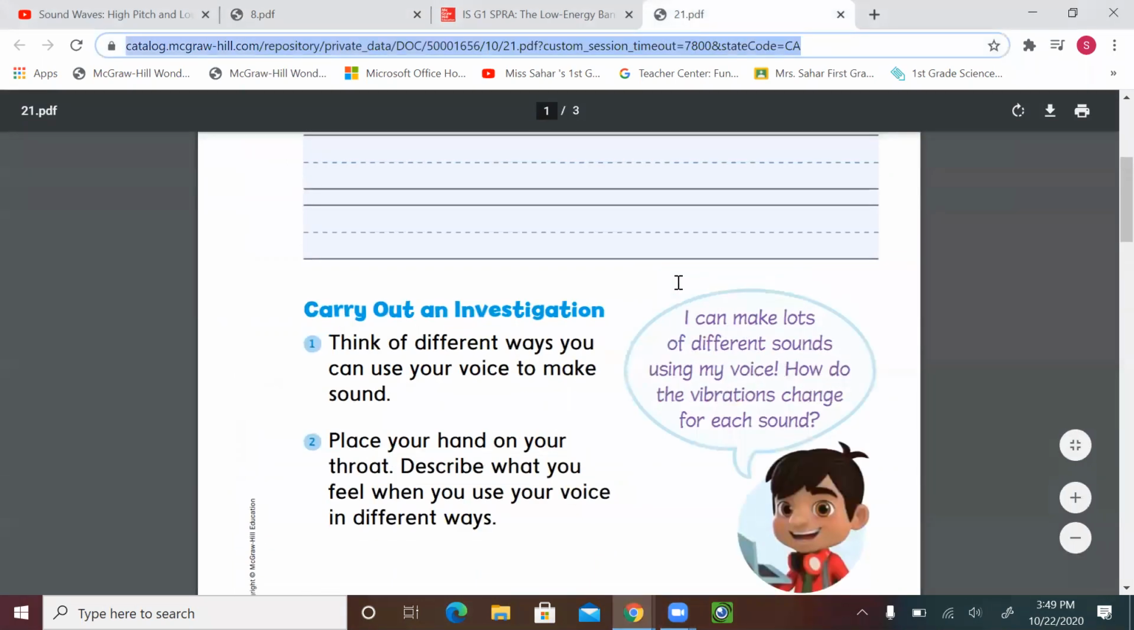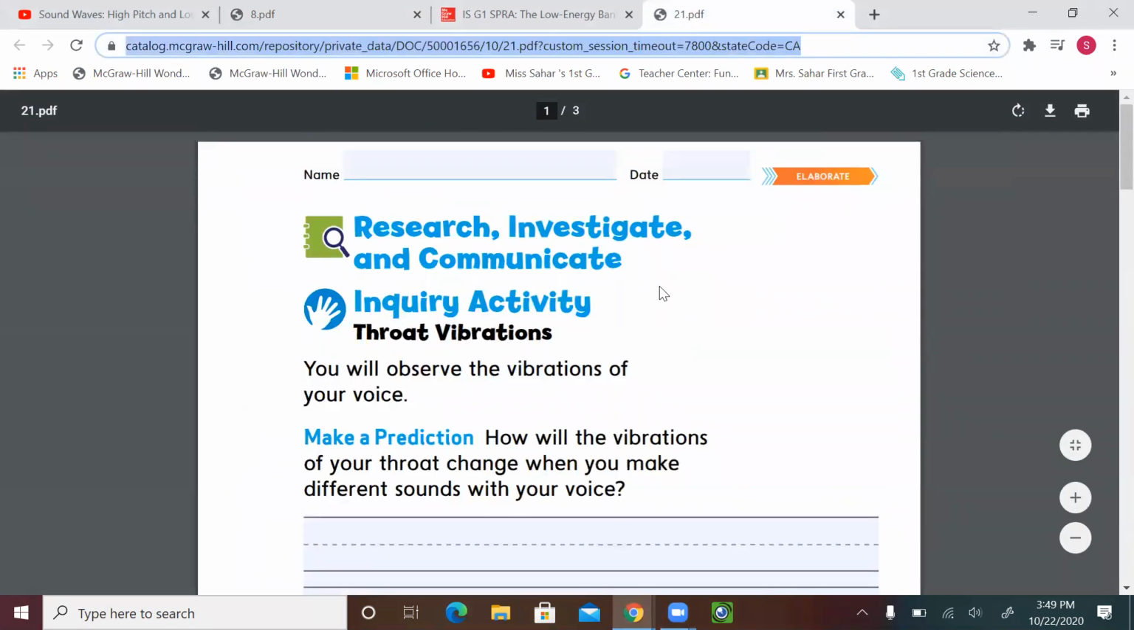Okay, let's go to page 25. All right, throat vibrations. So this is a little experiment that you can do. Over here, you will observe the vibrations of your voice. Make a prediction. How will the vibration of your throat change when you make different sounds with your voice?